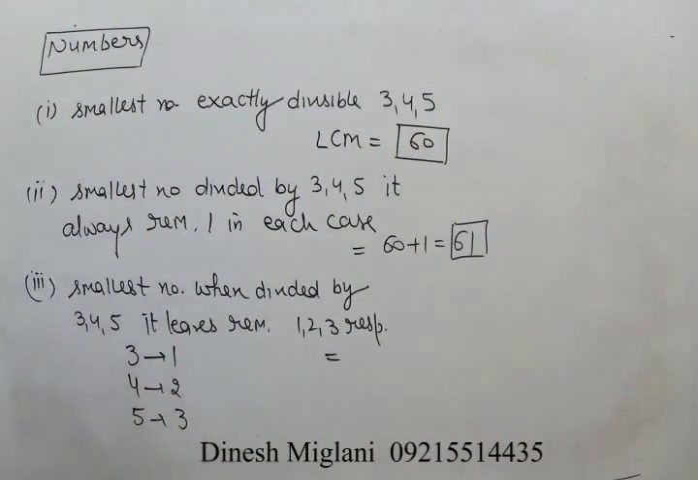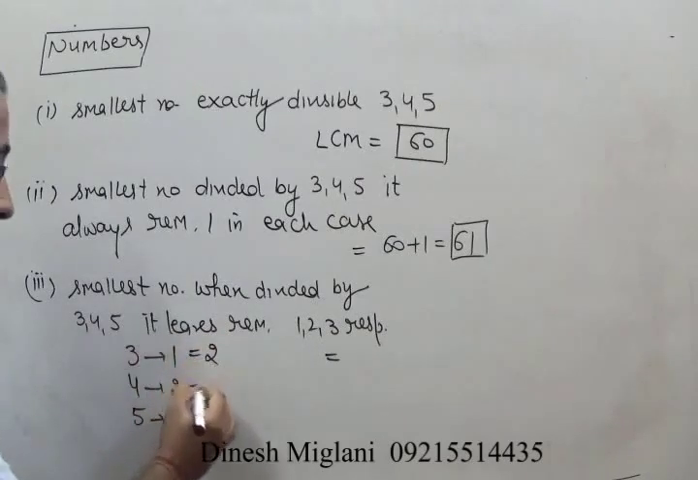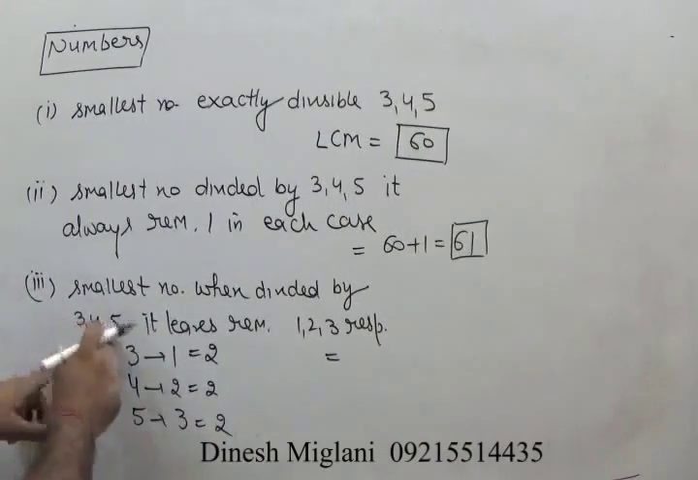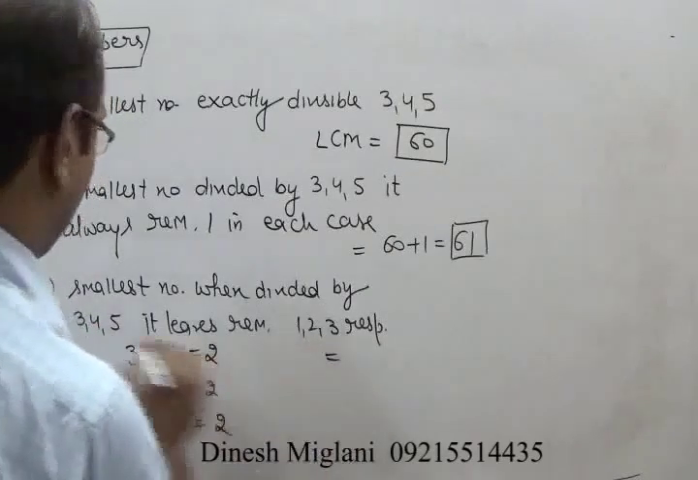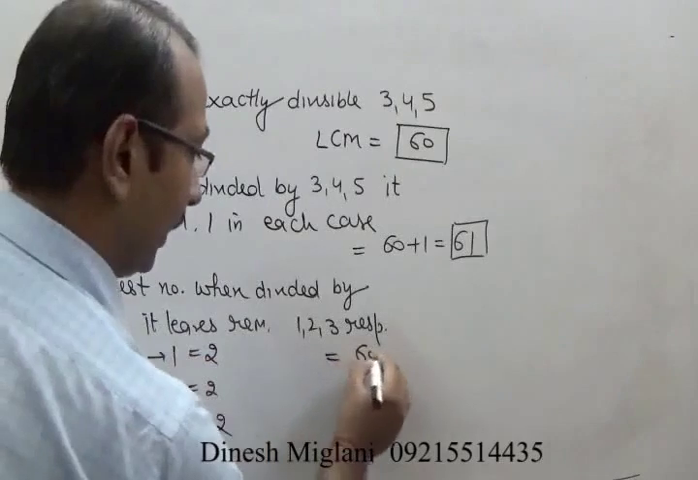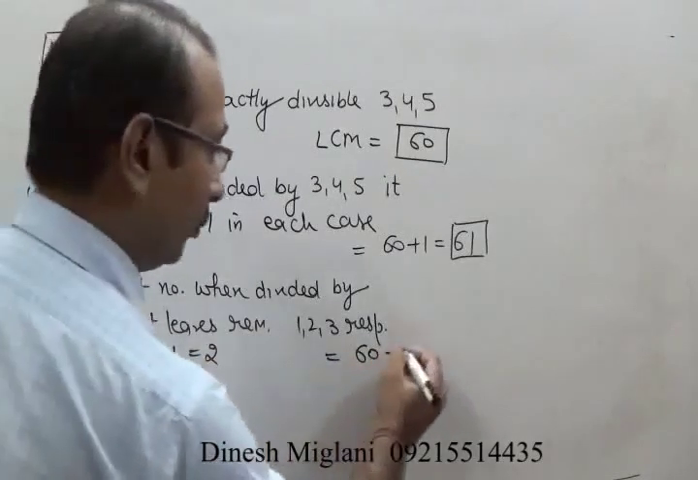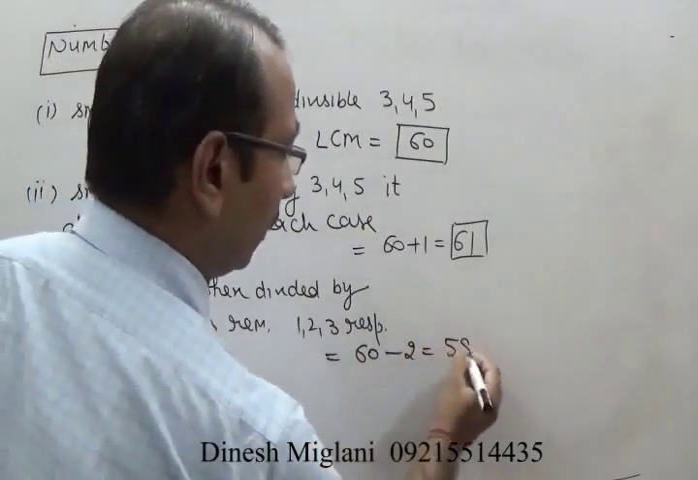Okay. Now here I can say the difference between divisor and remainder is 2. Here also it is 2. Here also it is 2. Now if the difference between divisor and remainder is the same, in that case, if you have to find such smallest possible number, the concept is very simple. Take the LCM of 3, 4, 5, which is 60. Whatever the difference we are getting, that is 2, that is the same in all the cases, subtract 2 here and you will get your answer to be equal to 58.